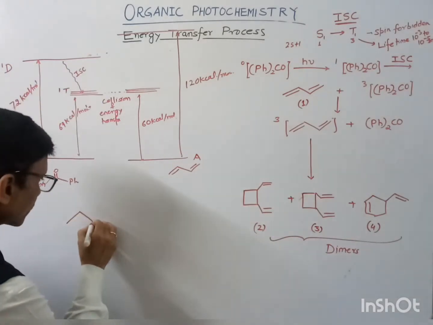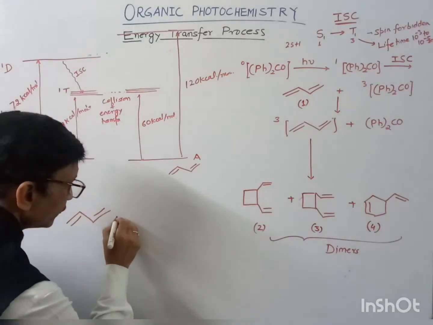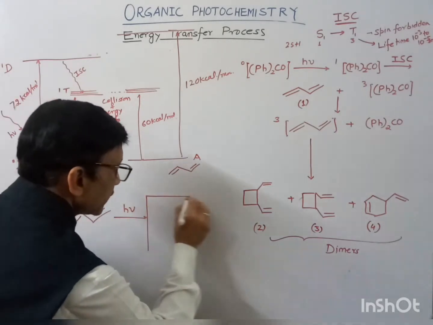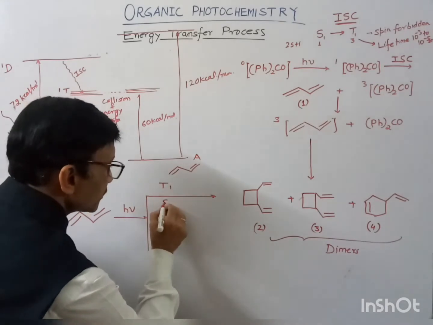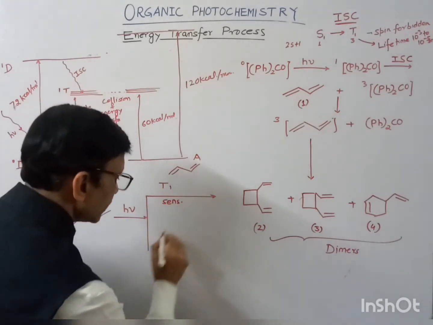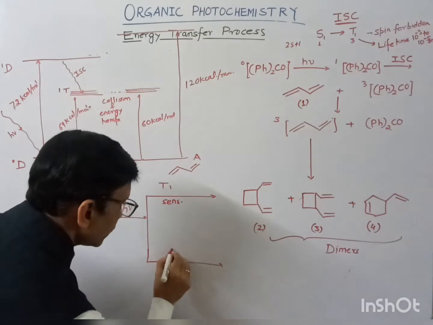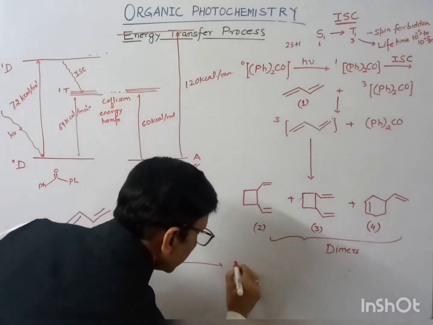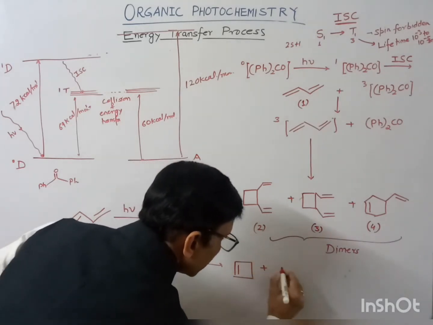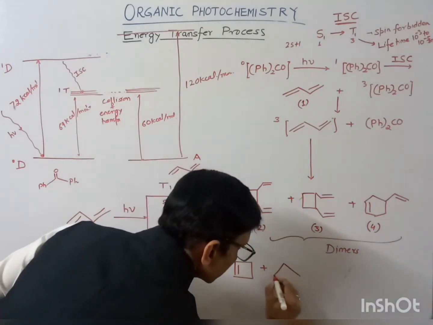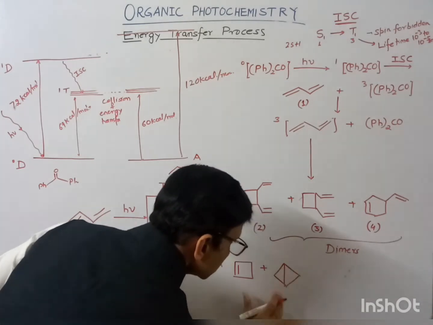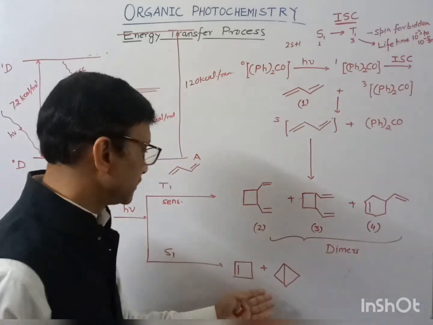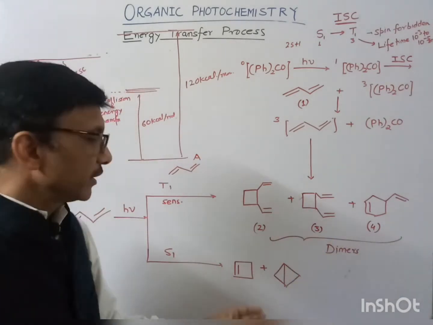In brief, if we irradiate butadiene via the triplet state in the presence of a sensitizer, it gives three products, and via the singlet state in the absence of a sensitizer, we get two products. This is one of the products and this would be the other product. These are the dimers, and this butadiene rearranges to give these two products.